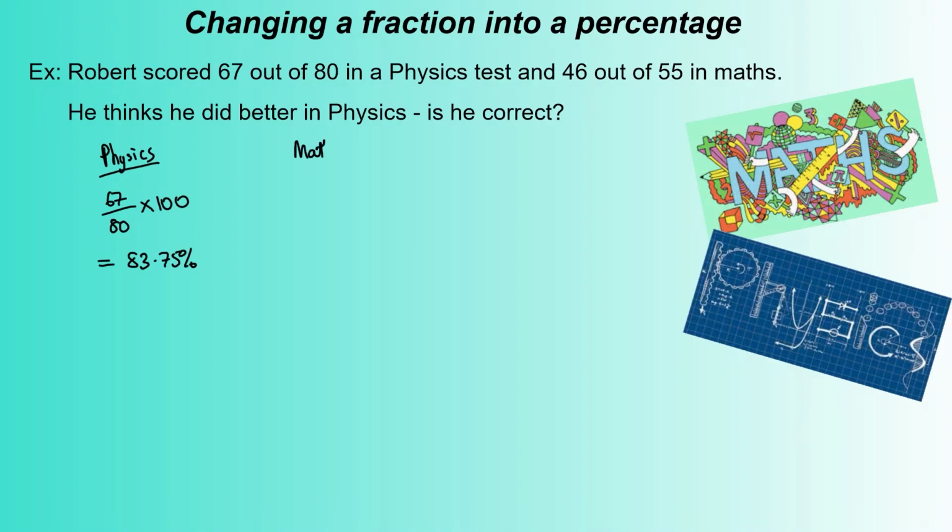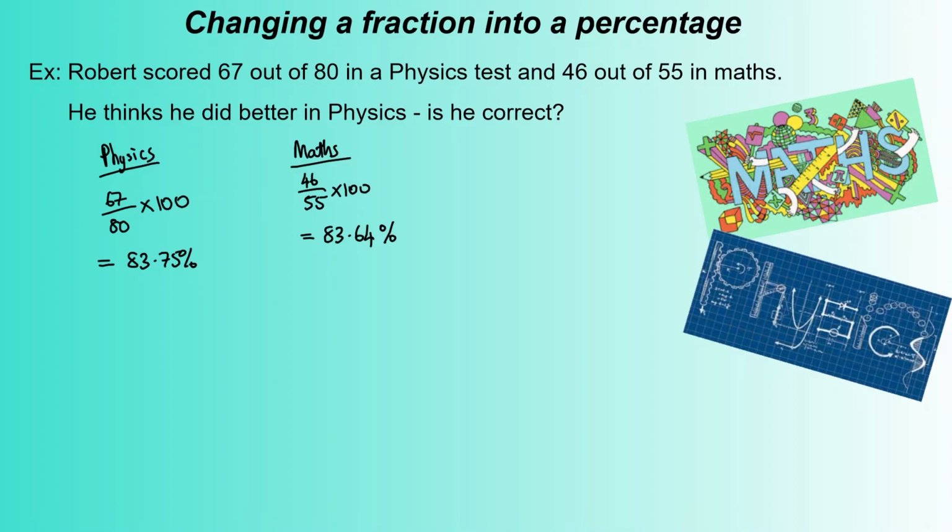For maths, we're doing the same thing. We get 46 out of 55. Multiply that by 100, and type it into your calculator. That gives you 83.64% to two decimal places. That one we have to round a little bit. You can see when we scale it up to be something out of hundreds, i.e. a percentage, the scores are really, really close. But if you had to pick one, you would have to say he did better in physics because that score is just a tiny little bit higher than the maths score.